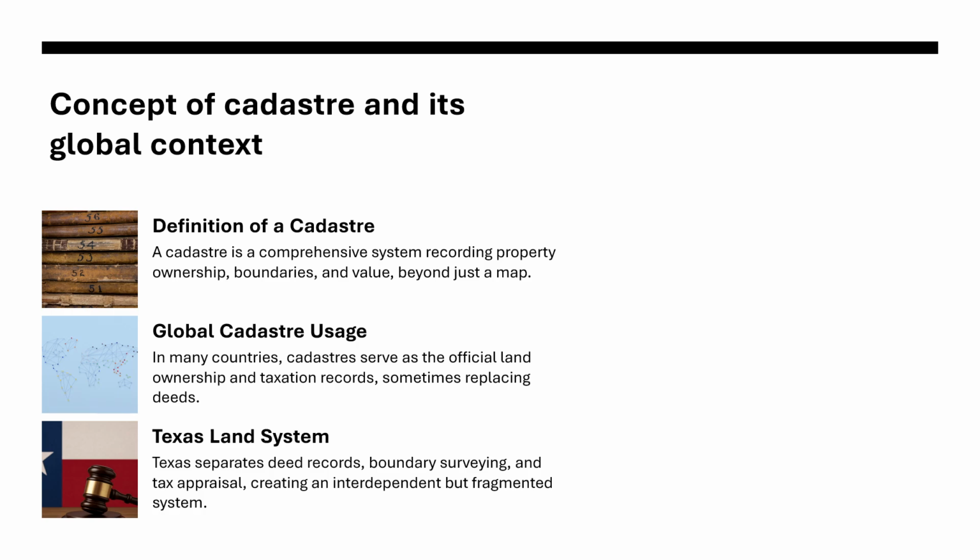Our system separates these two functions. The county clerk's office keeps official deed records. The surveyor defines and certifies boundaries. And the CADs manage appraisal maps and assign value for taxation. Together, these pieces form a fragmented but interdependent system that functions like a cadastre, even though we do not formally refer to it as one.